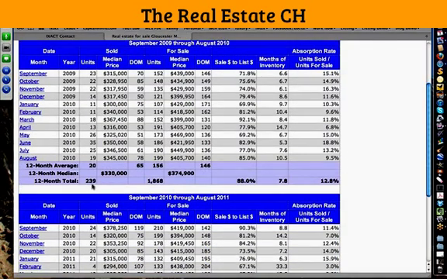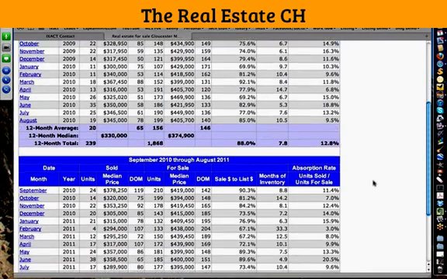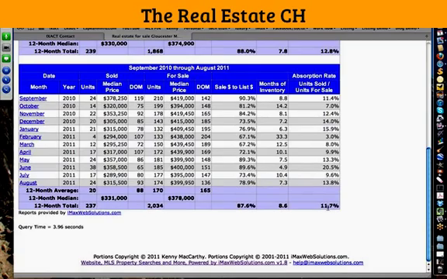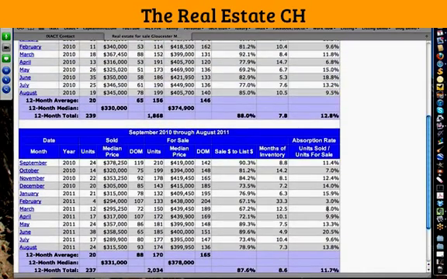Overall, in the 12-month period, we had almost a 13% absorption rate last year. This year, we have a 12% absorption rate so far. Check out the numbers. Last August, it was 9.5. This August, 13.8. Last July, 9.6. July before, 13.2. June of 10 was 20%. June of 11 was 20%.